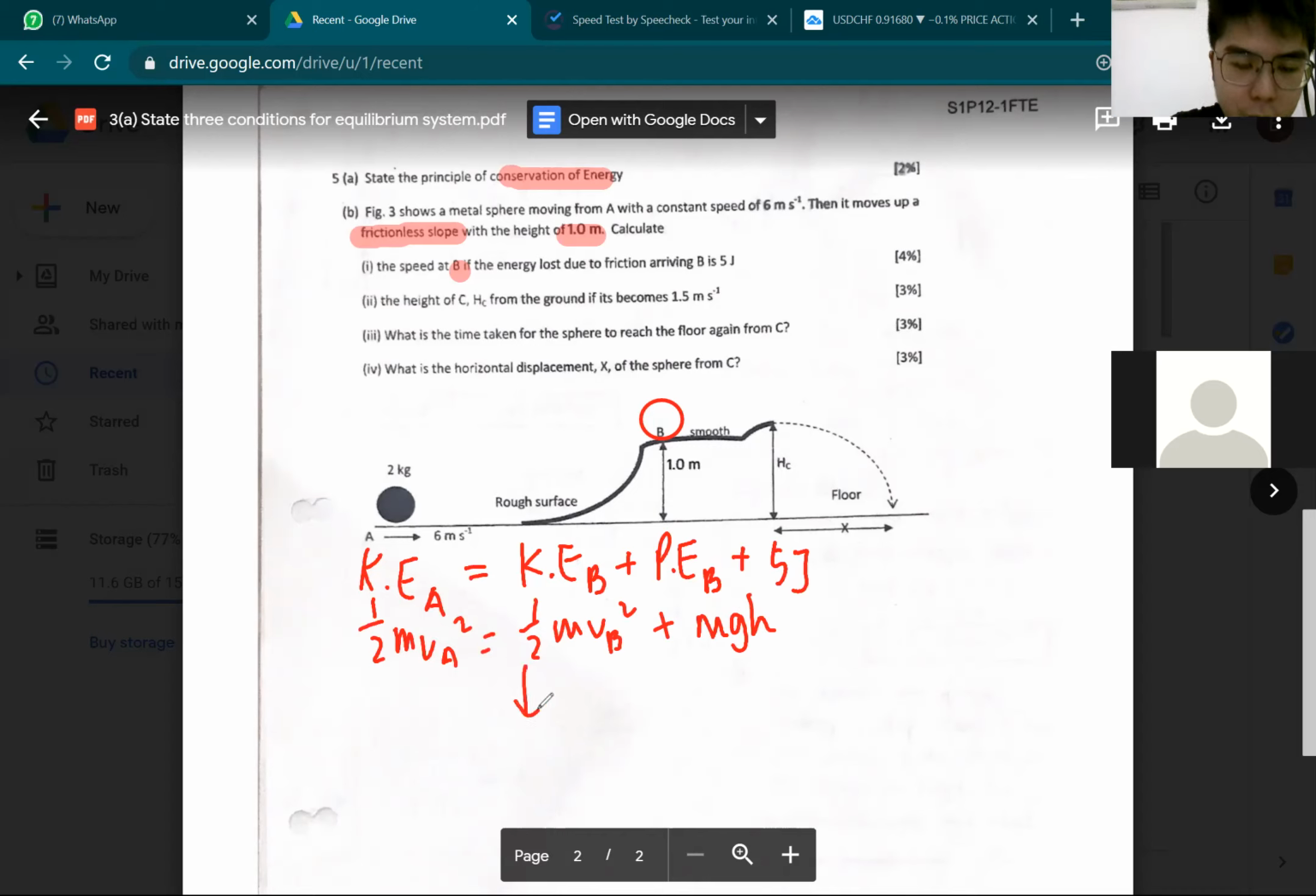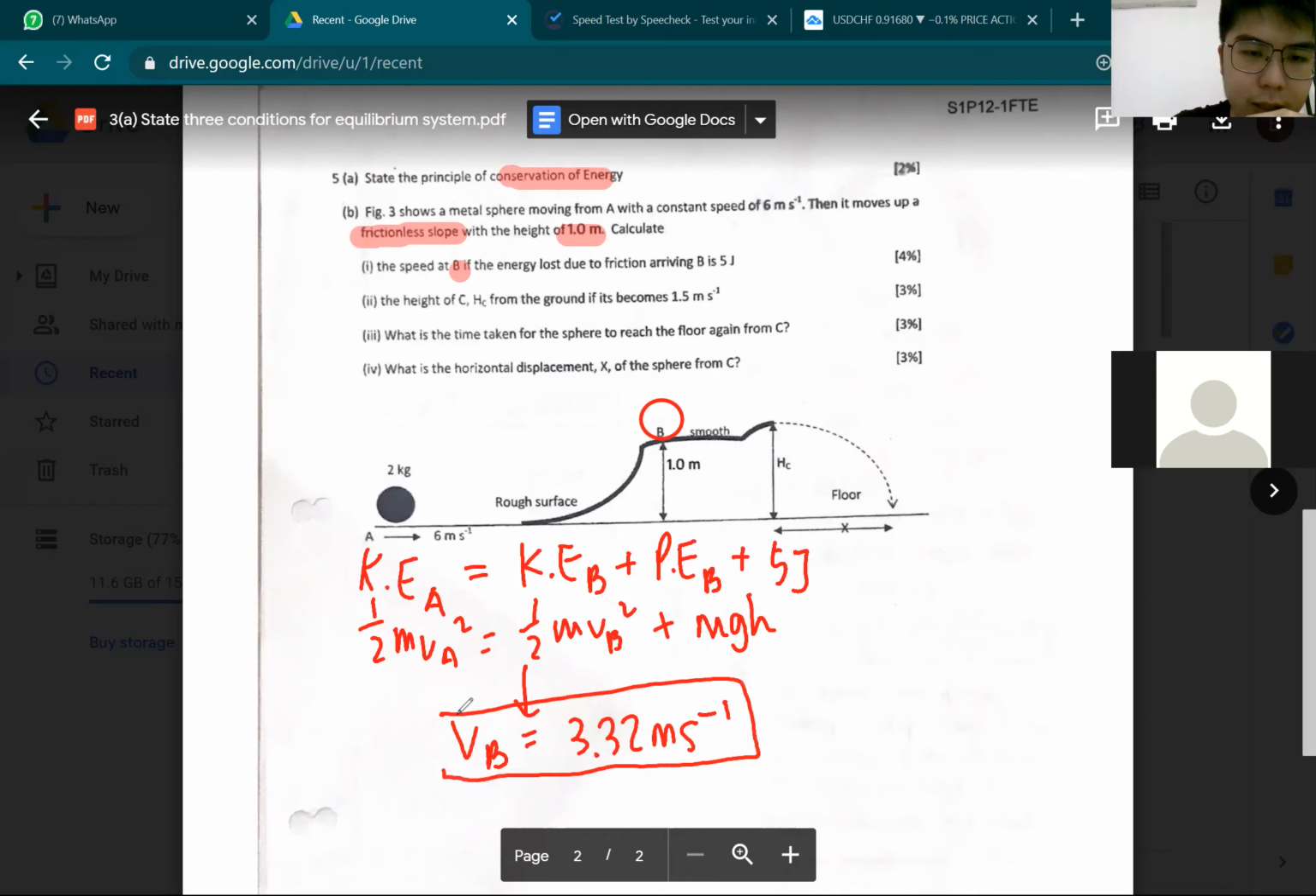When you calculate here, you can find the velocity at B, which is 3.32 meters per second. Of course, it slows down. Initially it is at 6 m/s, so now it becomes 3.32. You can find it straight away because there's no other unknown. The unknown is only VB, so you can calculate it.